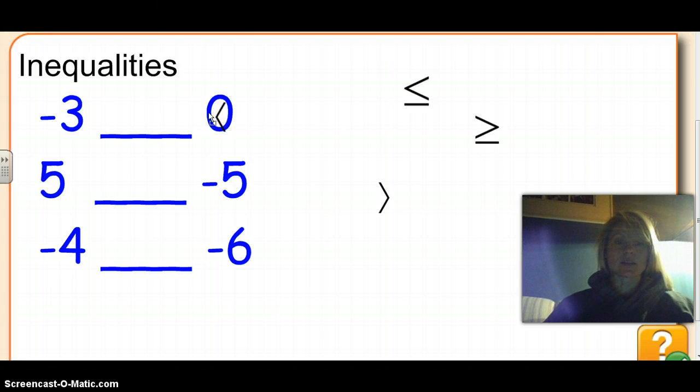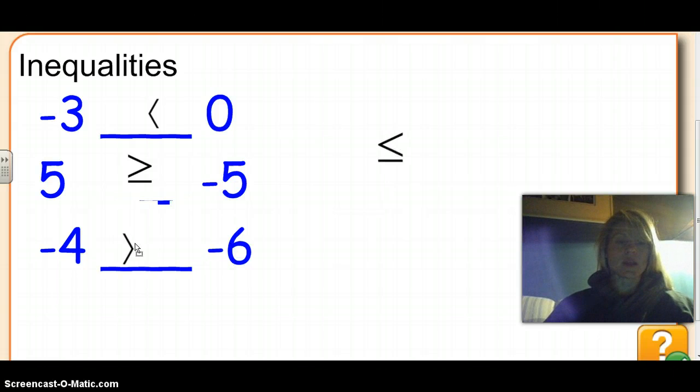So we have -3 is less than 0. We have 5 is greater than or equal to -5, or we could just have greater than in there too. And then this one's always a tricky one. Is -4 greater than or less than -6? And in this case, it's actually less than. Actually, I take that back. It's greater than. And it seems kind of funny because 4 is a smaller number than 6.